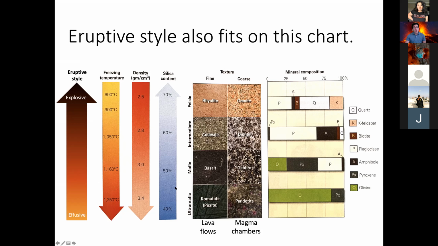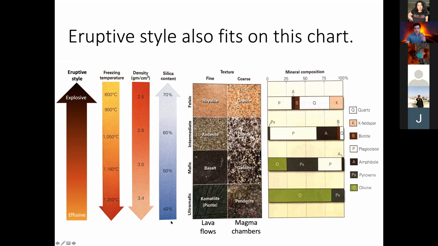So something like Hawaii is an effusive volcano. It's a mafic volcano. All of the volcanoes in Hawaii are effusive mafic volcanoes. They're not going to be very explosive at all. But meanwhile, something like Yellowstone, which is the other end of the spectrum, is an extremely felsic, extremely explosive volcano.